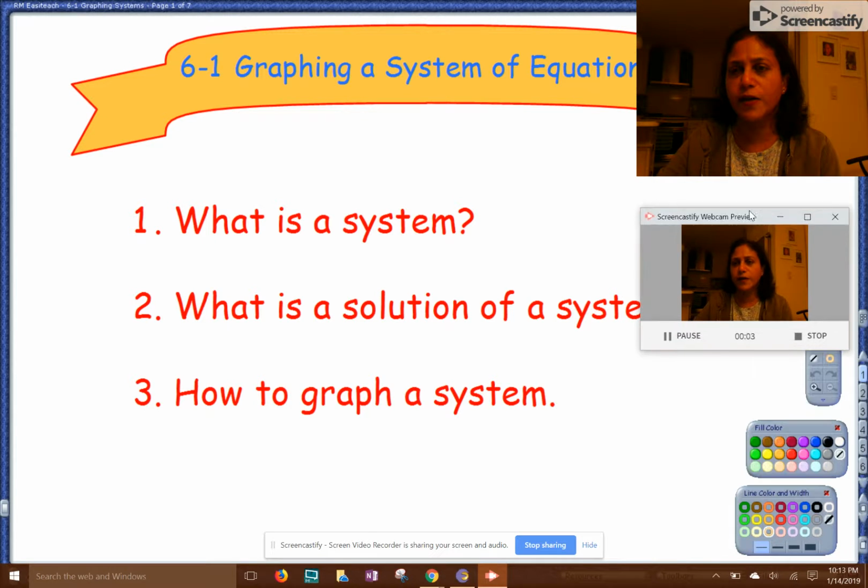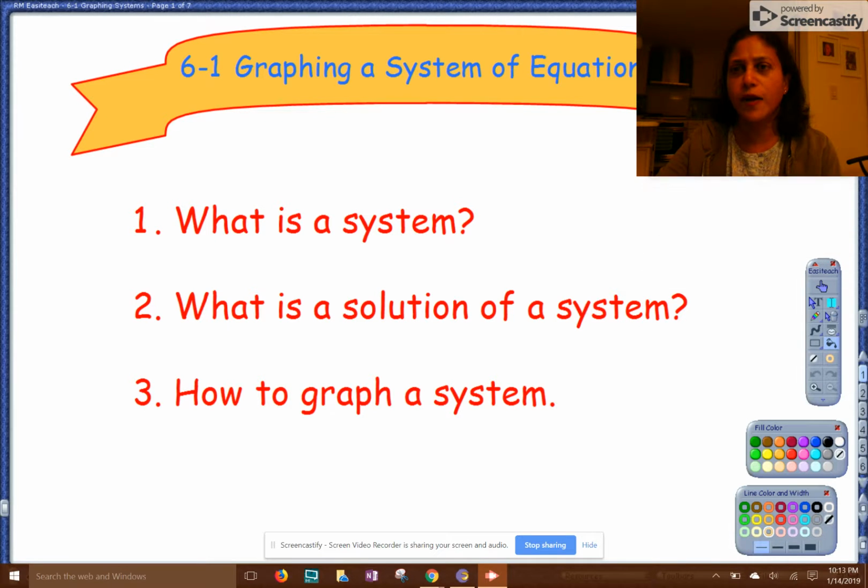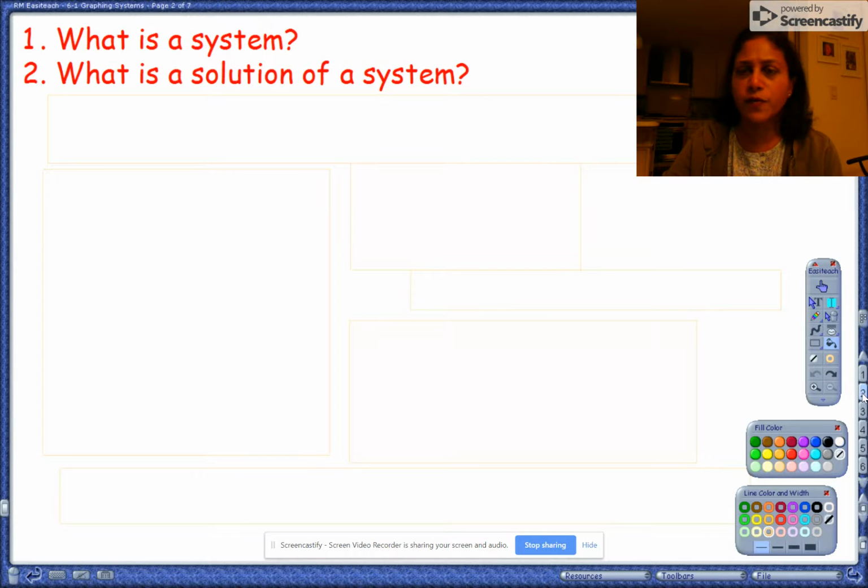Hi guys, today we are going to learn how to graph a system of equations and what it means to find the solution to a system. So what is a system and what is a solution? What does the solution look like?